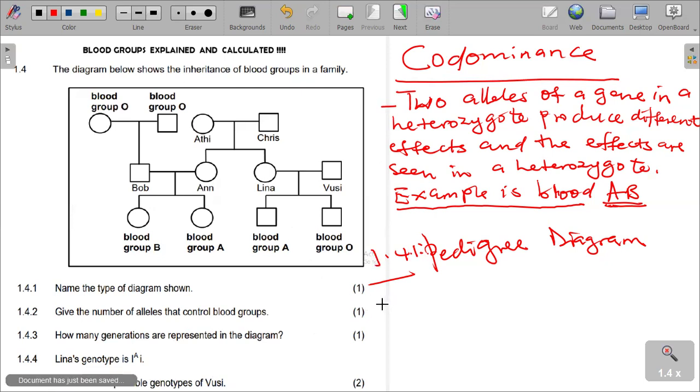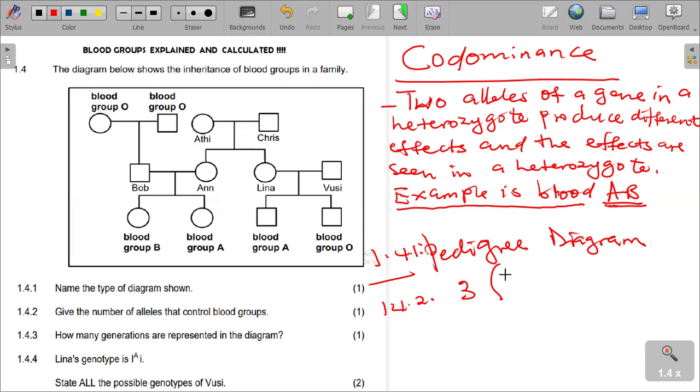Question 1.4.2, the number of alleles that controls blood groups is 3. Three alleles that control blood groups. And then sometimes the question would want you to name these alleles that are there.